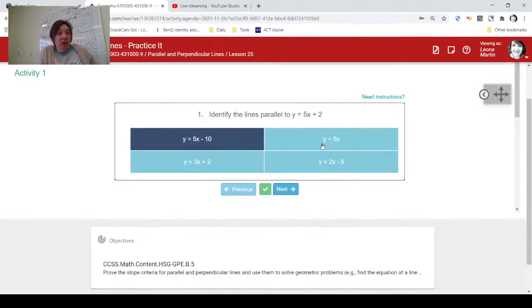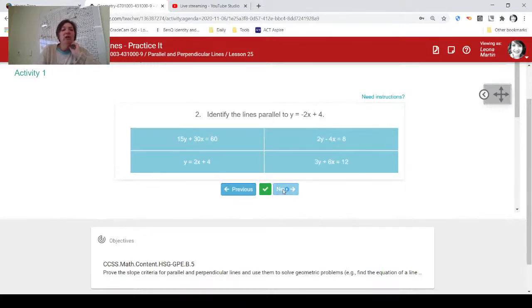Is this one also parallel? Could there be more than one parallel line? Yes. Is this one parallel? No. Nope. Is this one parallel? Nope. Can there be more than one? Yes, there can be more than one. Okay, so look at these.